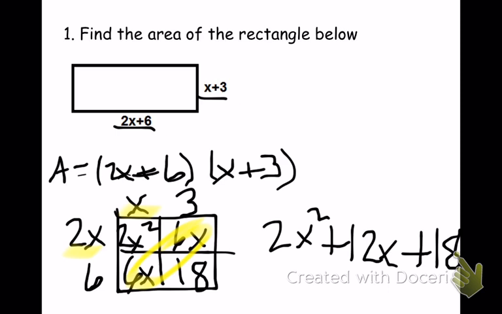Give you guys a few seconds to finish copying it down. But again, just multiplying for the area of a rectangle is length times width, or base times height. It means the same thing. Doesn't matter which one goes first, which one goes second. Set up your box, multiply it out, combine like terms, and we have our final answer. 2x squared plus 12x plus 18. We're going to go ahead and move on to the next example.